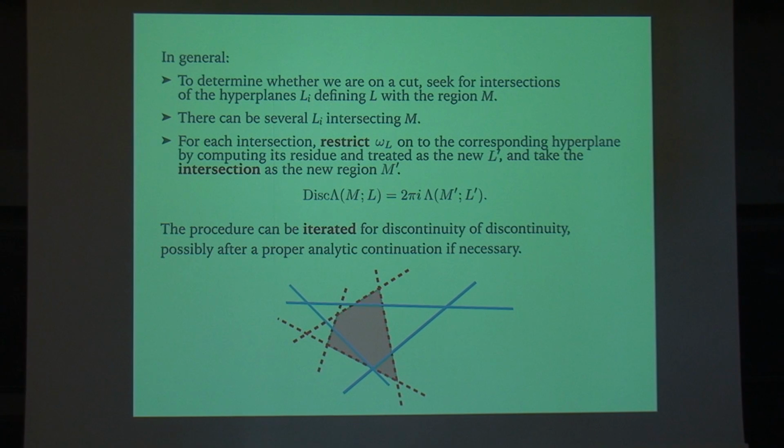And as I pointed out previously, this procedure can be iterated for the discontinuity of a discontinuity, possibly after a proper analytic continuation, if necessary. The basic reason is that after we do the restriction and pick up the intersection, the new picture is again a pair of polytopes in lower dimension. So this is the general story about the discontinuity for this kind of integrals.